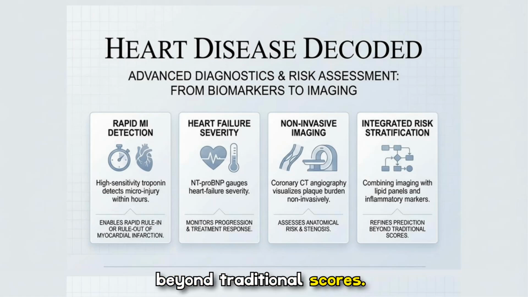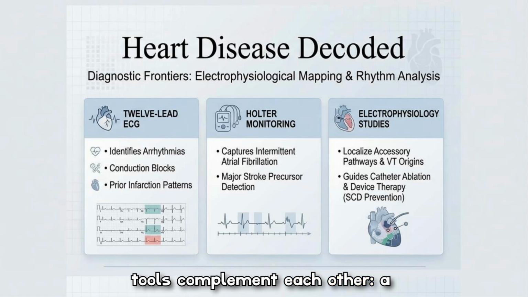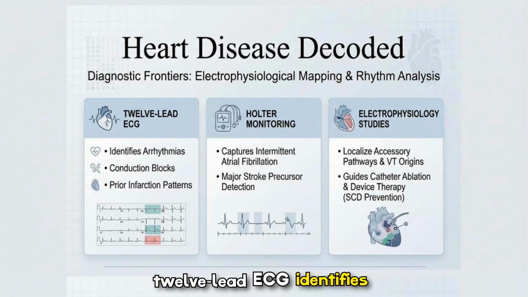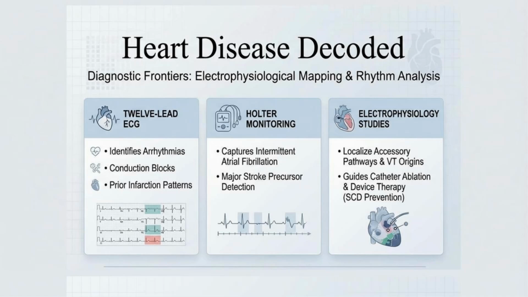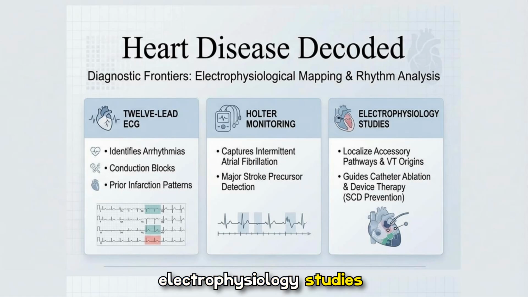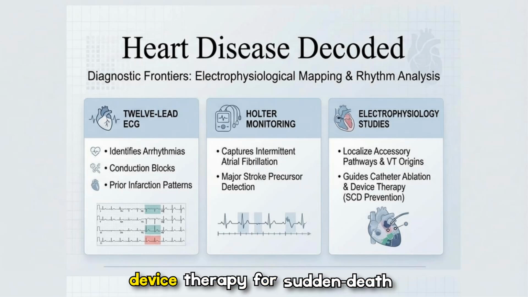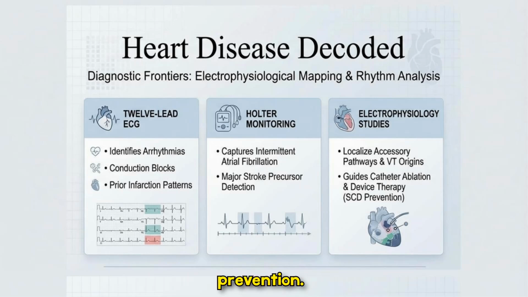The electrophysiology and rhythm diagnostics slide shows how non-invasive and invasive tools complement each other. A 12-lead ECG identifies arrhythmias, conduction blocks, and prior infarction patterns. Holter monitoring captures intermittent atrial fibrillation and stroke precursors, and electrophysiology studies localize accessory pathways and ventricular tachycardia origins to guide catheter ablation and device therapy for sudden death prevention.